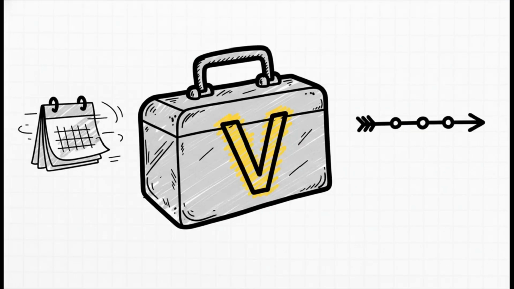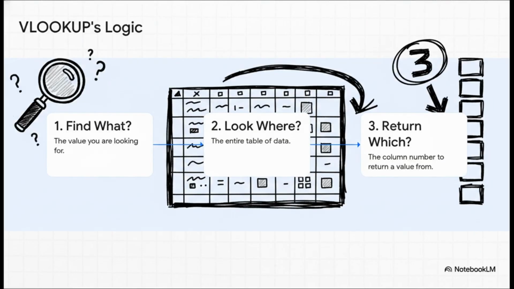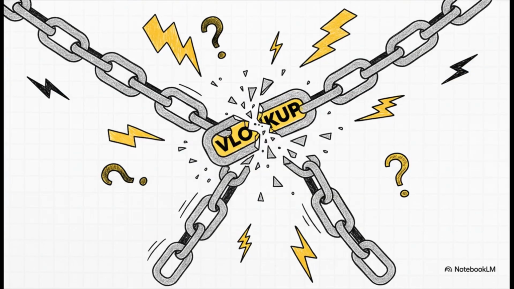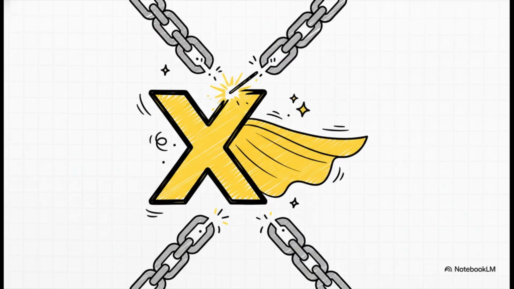The veteran. For years, the go-to tool for this job has been the famous, or maybe infamous, VLOOKUP. VLOOKUP asks, what am I looking for? Where's the table, and which column number do you want back? But oh boy, it has some frustrating limits that can really break your formulas.